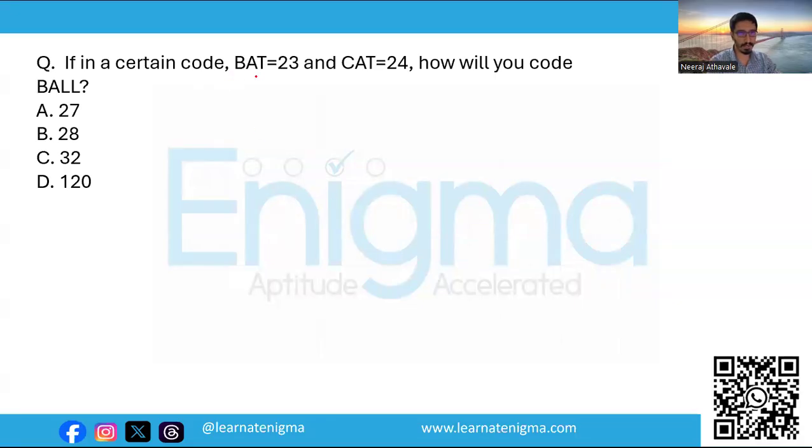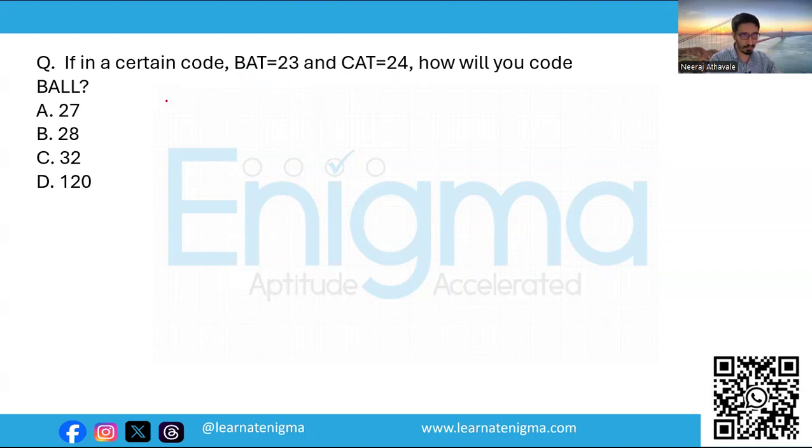If in a certain code bat is equal to 23 and cat is equal to 24, how will you code ball? Okay. Now, your bat is basically the summation of the ranks of the individual alphabets. That comes out to be 23.